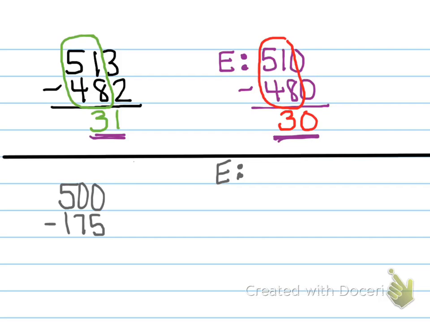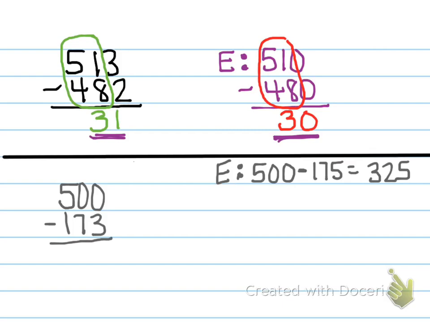We've got 500 minus 173. Sorry about that. I want to estimate it. I'm going to use friendly or compatible numbers. I'm going to say 500 minus 175, which equals 325. I know I've got 25 left to make it up to 200, and then the 300.